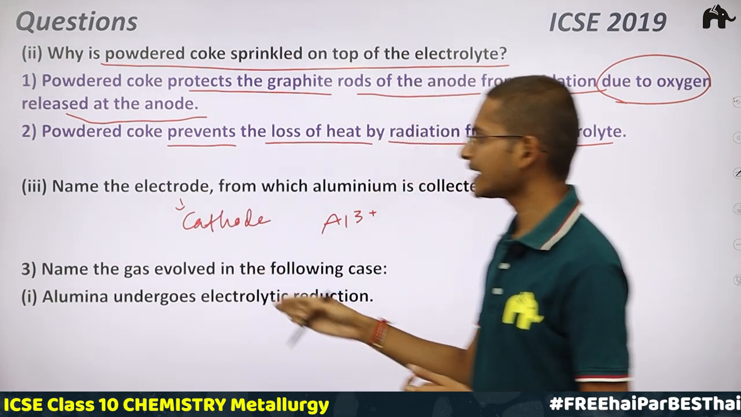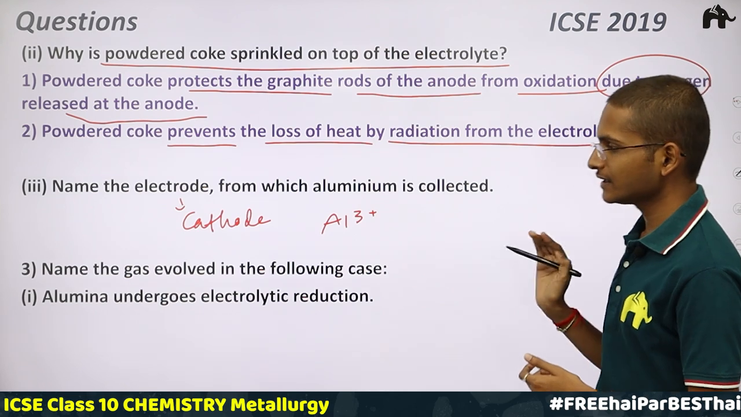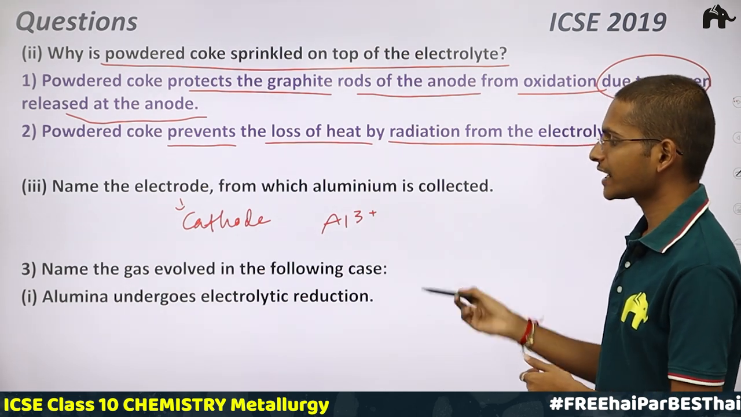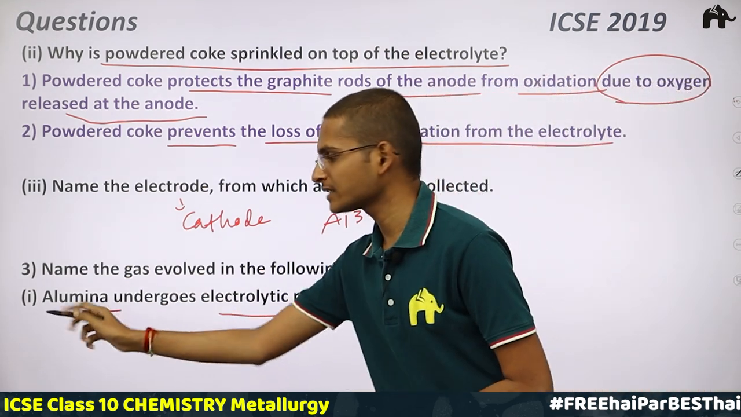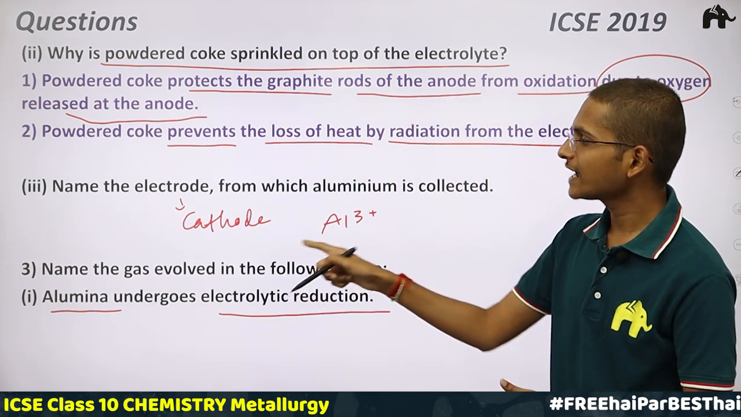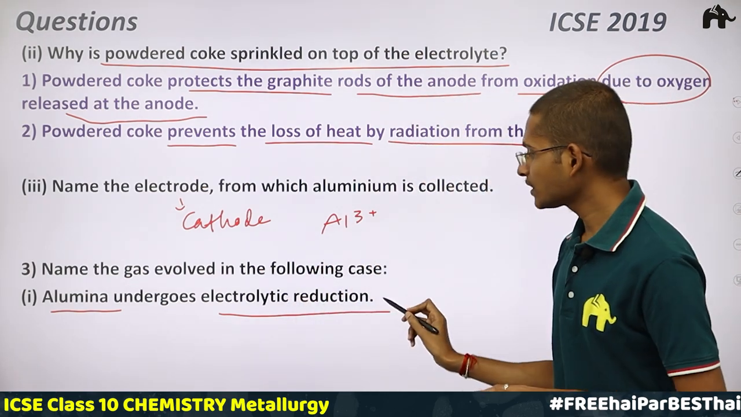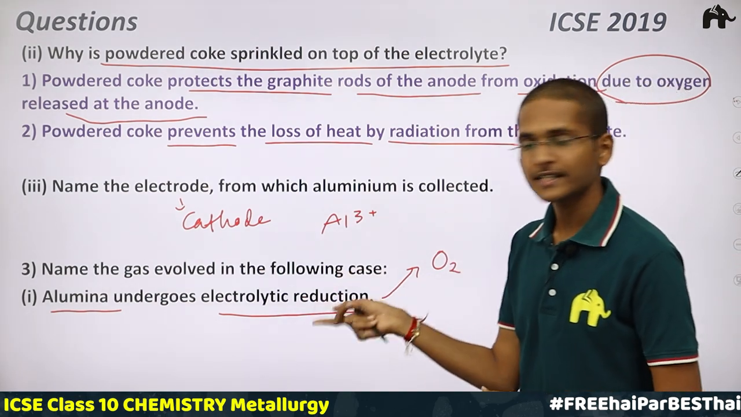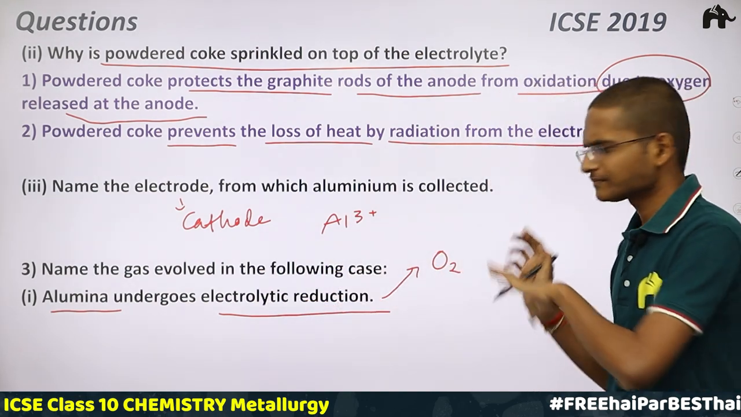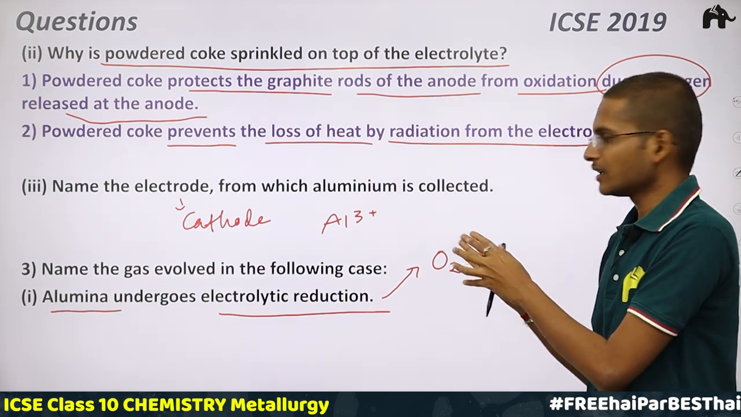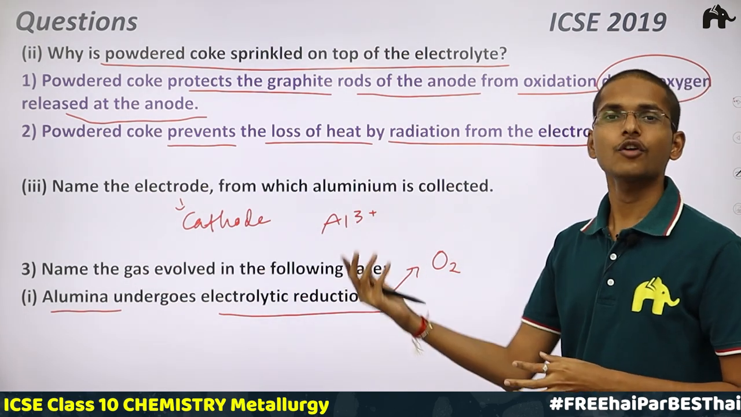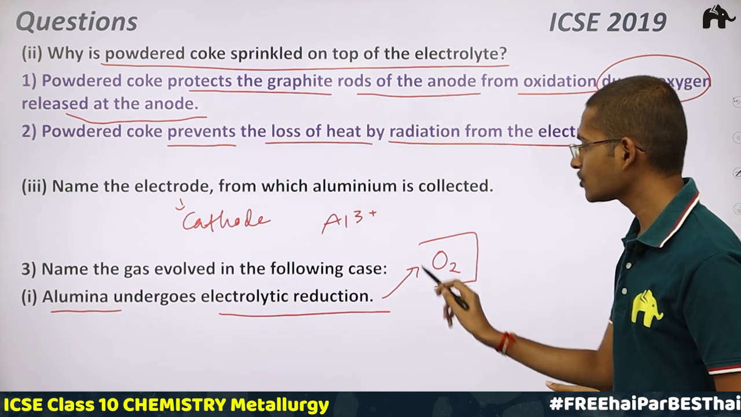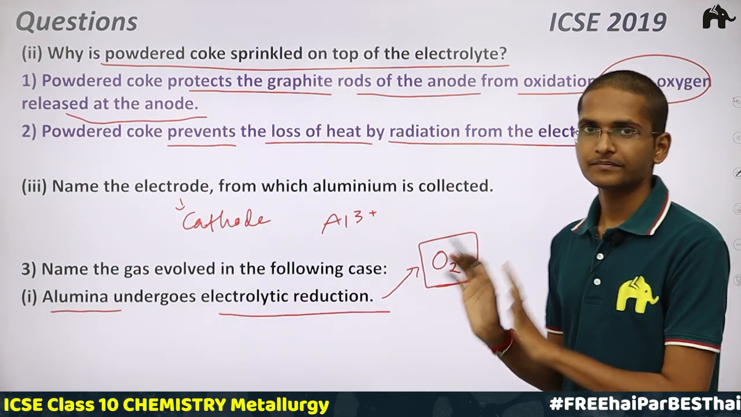And the next one is, name the gas evolved in the following case. Alumina undergoes electrolytic reduction. So alumina's electrolytic reduction we have just now seen. Which gas would be evolved? Okay, so don't write here carbon dioxide. The electrolysis process is actually giving us oxygen. This oxygen is reacting with the anode and forming carbon dioxide, but the right answer is oxygen here. Okay, clear with this?